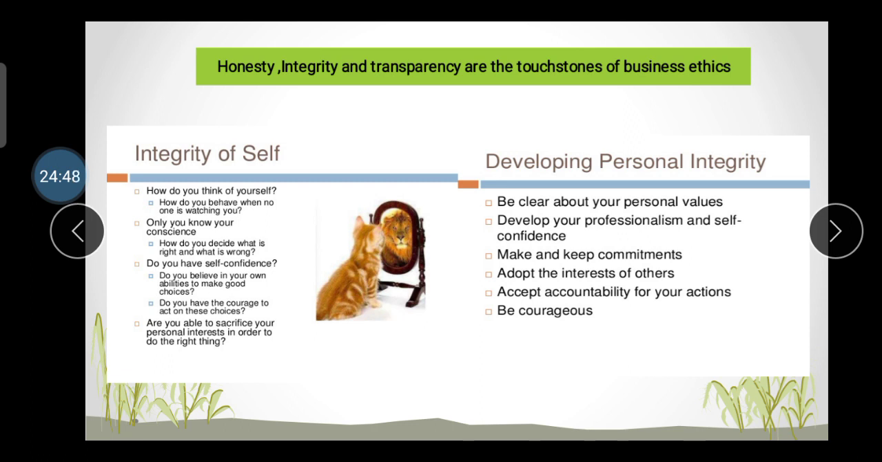Then accept accountability for your actions. Whatever action you consider, you should always be ready for any answer that is given, ready to say that this action was considered by me and I accept this responsibility and whatever accountability comes with it. Then be courageous. Always build up confidence and always act courageously in your work.